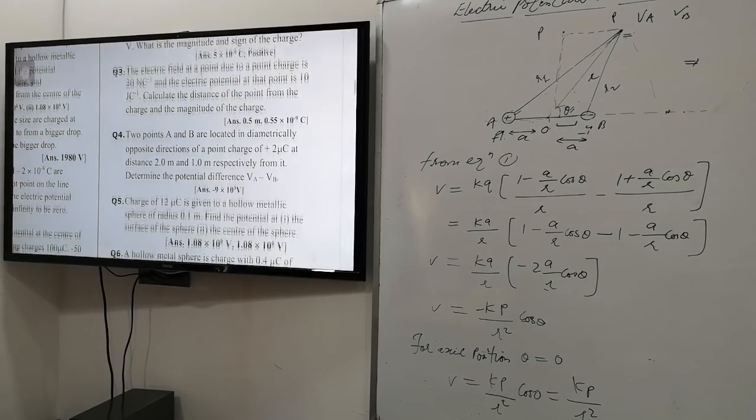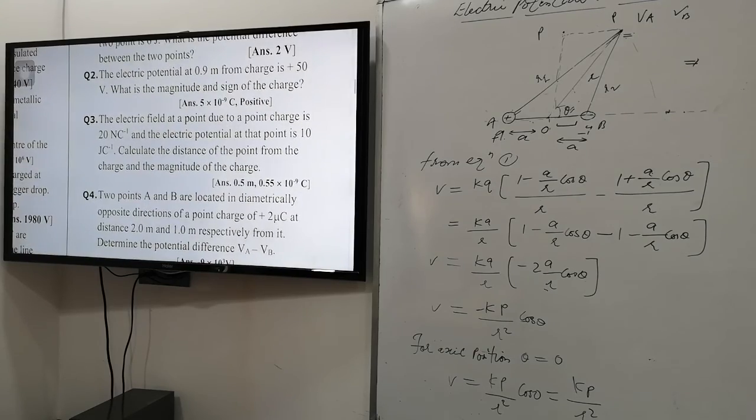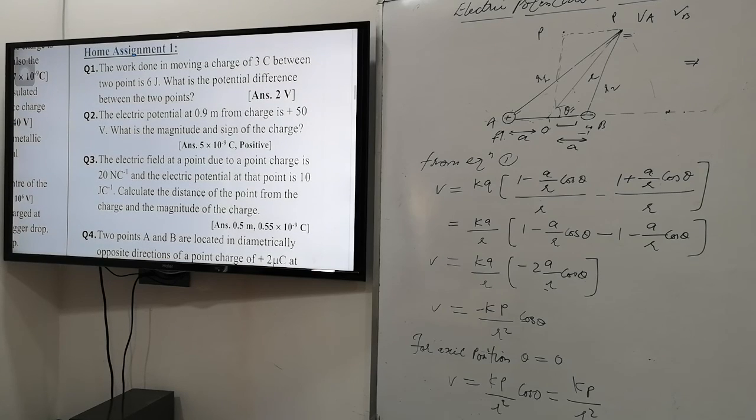Question number 1. What is question number 1? The work done in moving a charge. Please look. The work done in moving a 3 coulomb charge between the points is 6 joule. What is the potential difference? Can you find the potential difference? The simple formula, right? V is equal to W by Q.